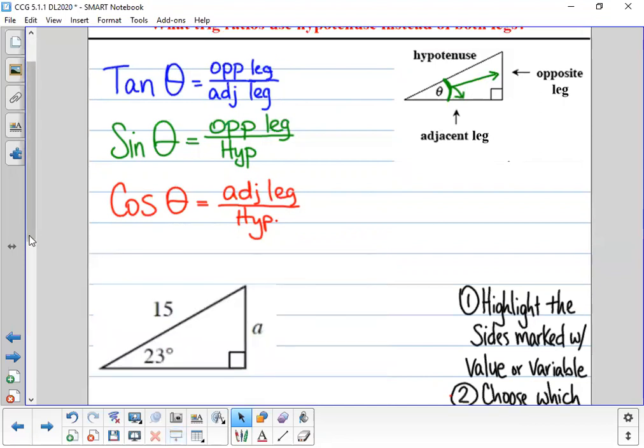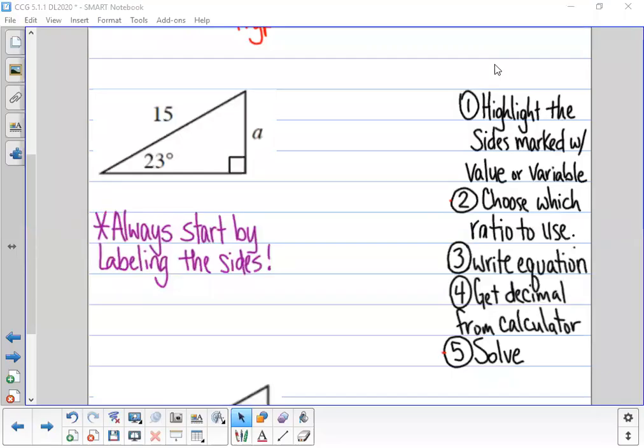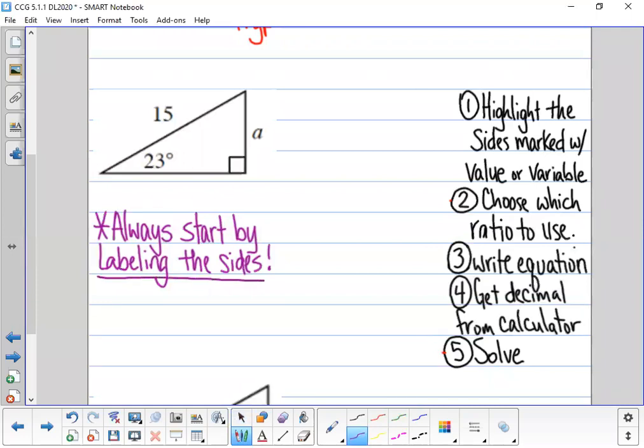So now I want you to copy down this triangle, and we are going to use some trig ratios to solve for A. When you're doing these problems for me, the first thing that I want you to do before you do anything else is start by labeling the sides. Always start by labeling the sides. So here is my reference angle. For this triangle, my reference angle is 23 degrees.